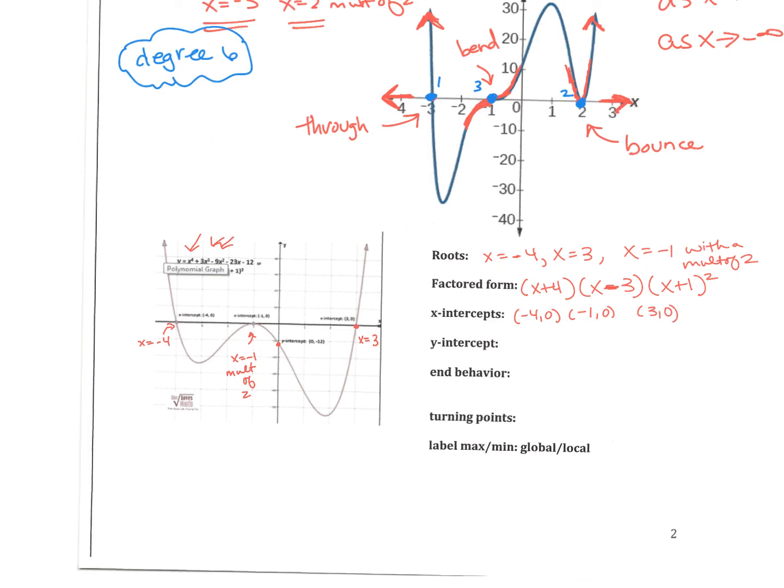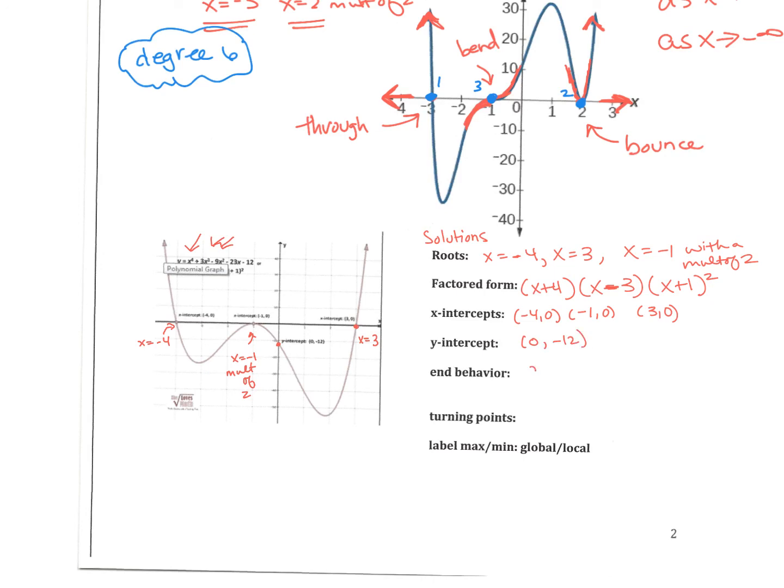Roots have multiplicity. Roots are my solutions to my equation. So x equals negative 1 is the solution twice, and so it's a root twice. It has a multiplicity of 2. But as far as x-intercepts go, it's just an x-intercept one time. The graph just touches the x-axis at the x-intercepts. So we just write it that way. My y-intercept, it looks like it's 0, negative 12.